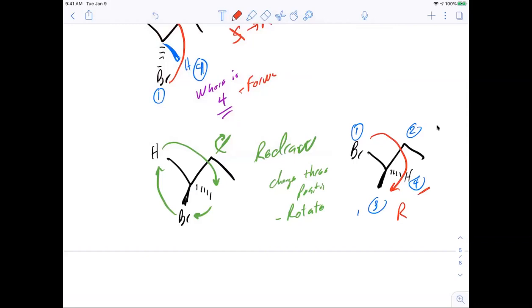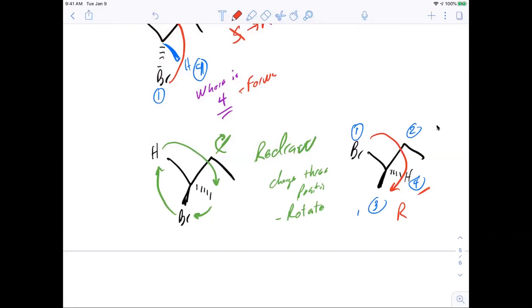Yes. Do what? It's a methyl. Yeah, so this one is attached to another carbon, right? Okay.